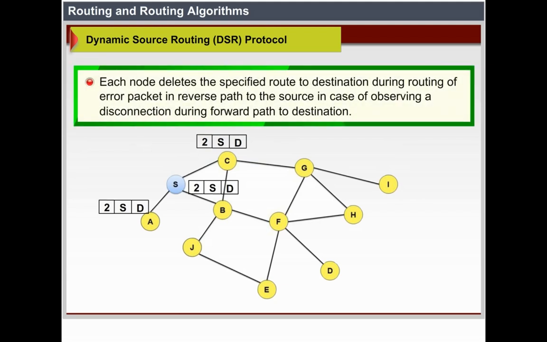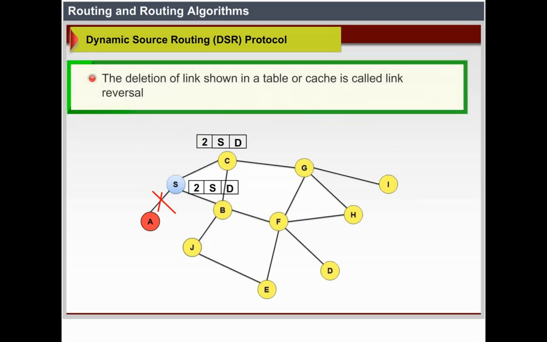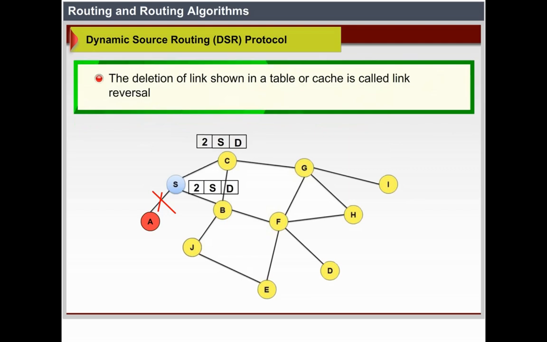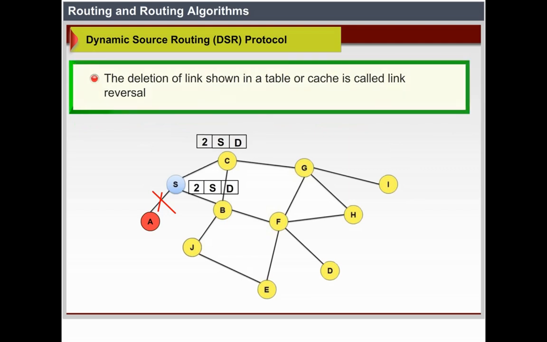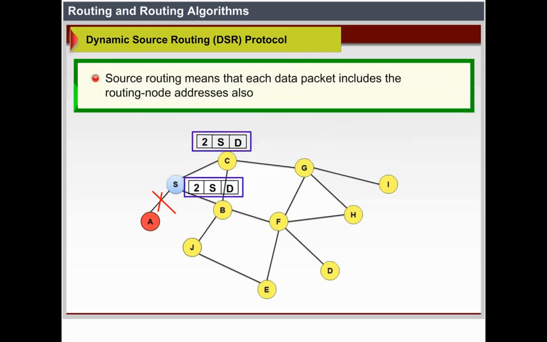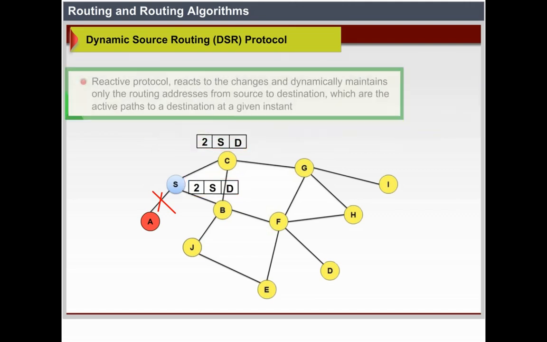Each node deletes the specified route to destination during routing of error packet in reverse path to the source in case of observing a disconnection during forward path to destination. The deletion of link shown in a table or cache is called link reversal. Source routing means that each data packet includes the routing node addresses also.